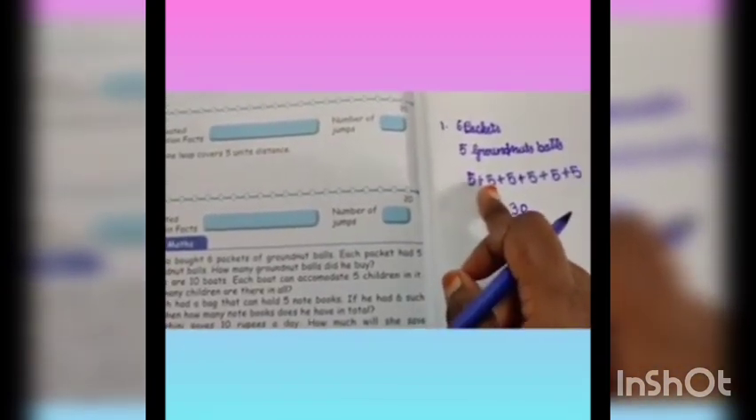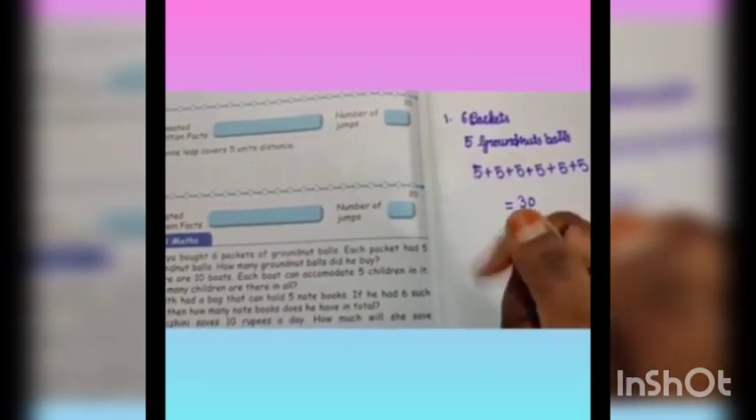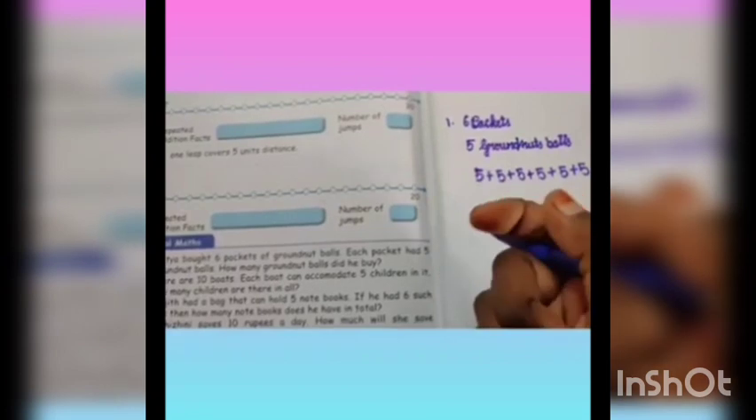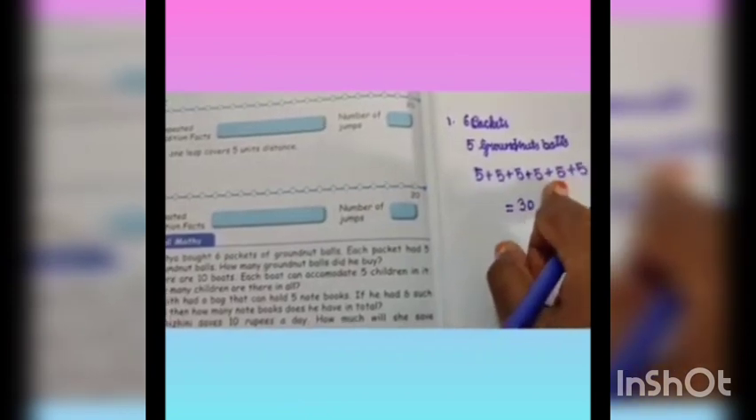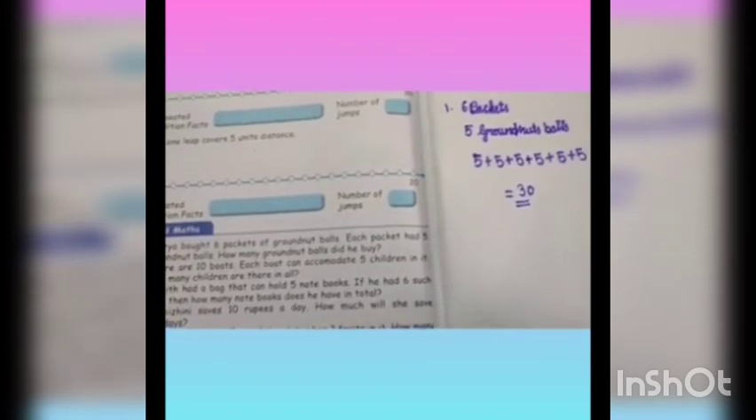Okay? 5 plus 5, 10. 10 plus 5, 15. 15 plus 5, 20. 20 plus 5, 25. 25 plus 5, 30. The answer will be 30. The total number of groundnut balls bought by Aditya is 30.